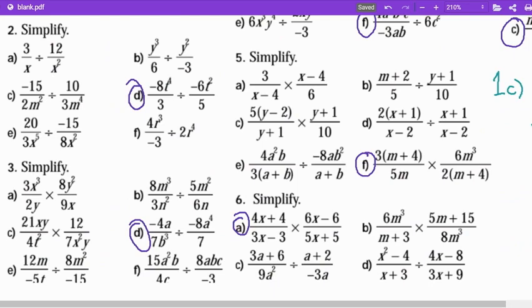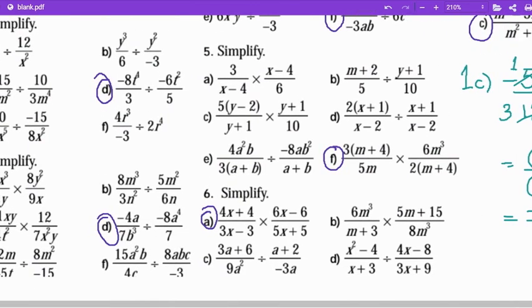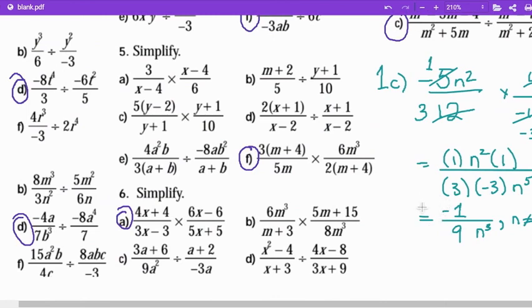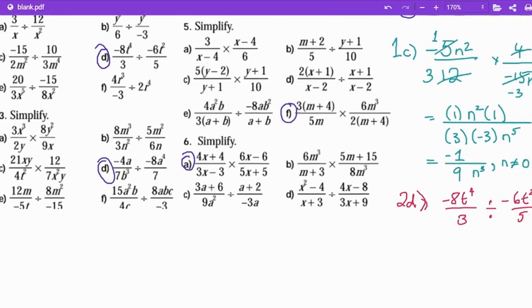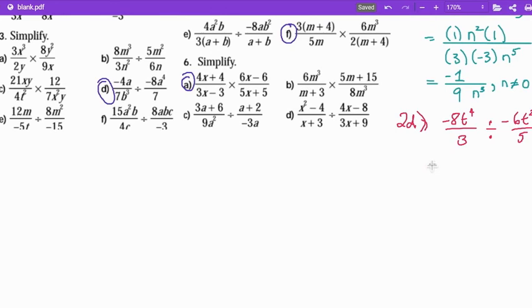Moving on to question 2D. Let's choose a magenta color. 2D. We've got -8t to the power of 4 over 3 divided by -6t squared over 5. Now, because I'm dividing, I need to write the reciprocal. -8t to the 4 over 3 times 5 over -6t squared. Okay, so let's check.